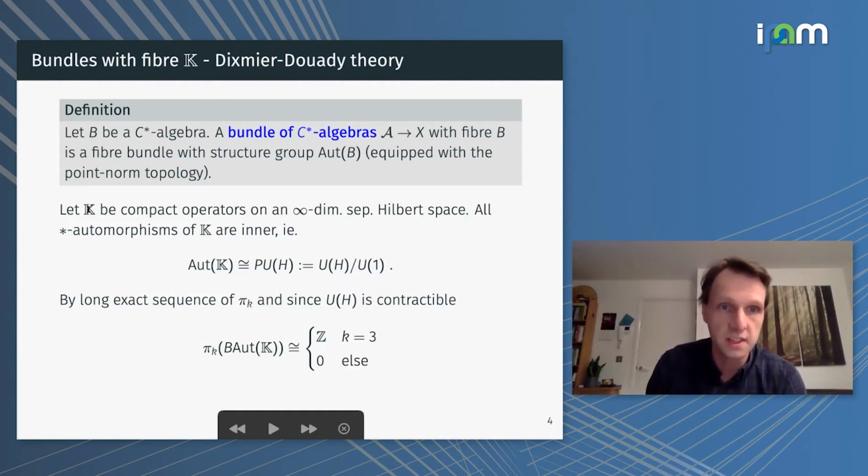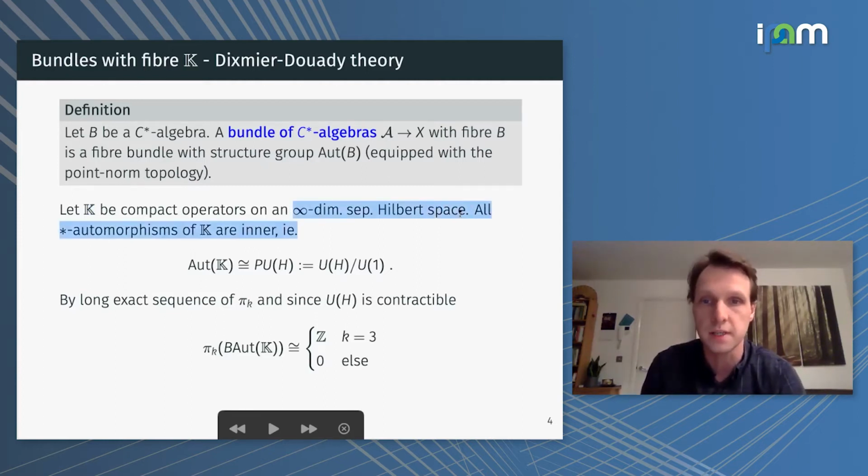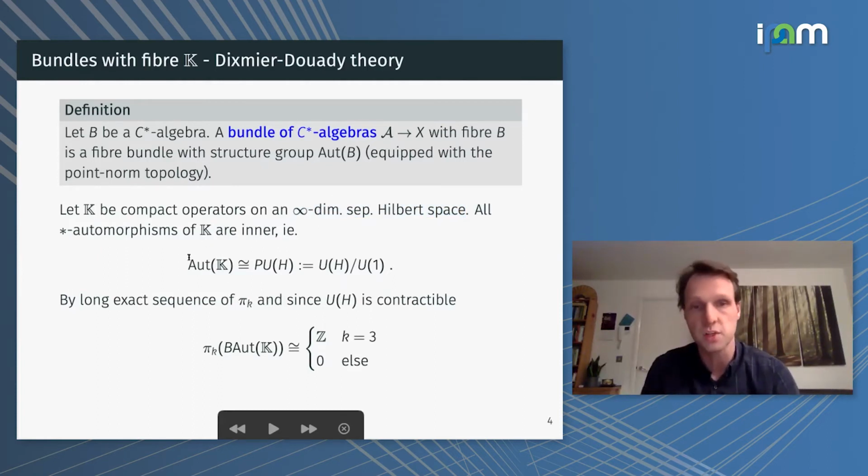Classically, Dixmier and Douady looked at bundles of compact operators, for example. Whenever I write this boldface K, I mean compact operators on an infinite dimensional separable Hilbert space. The automorphisms of the compacts turn out to be all inner, so they're given by conjugation by a unitary, and the unitaries in the center form the group U1, which acts trivially if I conjugate. So I get the group that's usually denoted by PUH and called the projective unitary group.